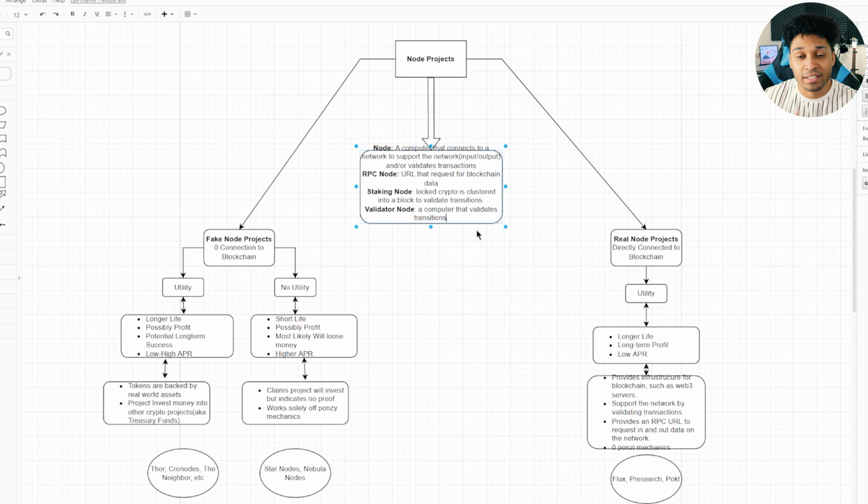And a staking node is essentially the same thing as a validator node, except you do not need the computer hardware in order to stake. What happens is your tokens get staked into a pool, and that pool is essentially the staking node or the validator node, and that pool is used to validate the transactions.